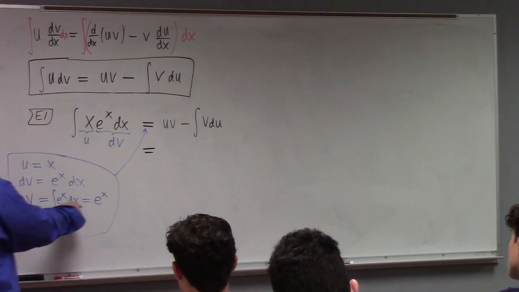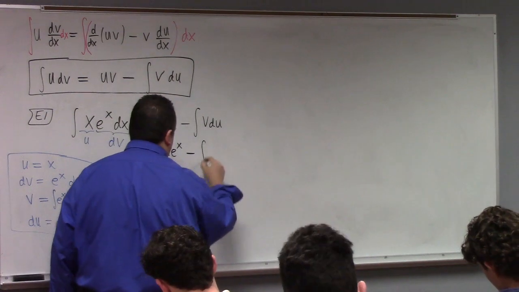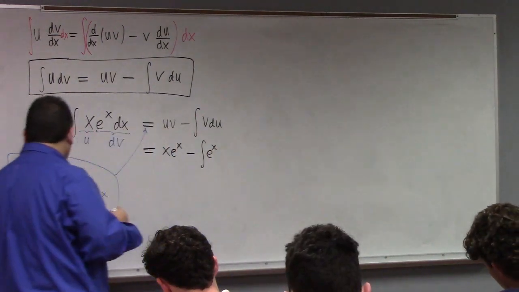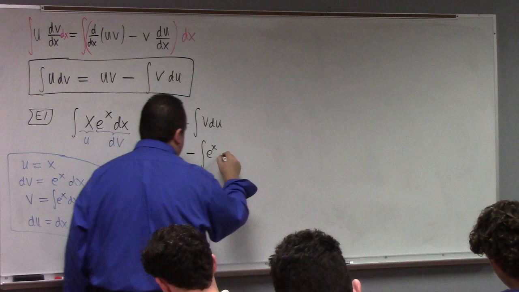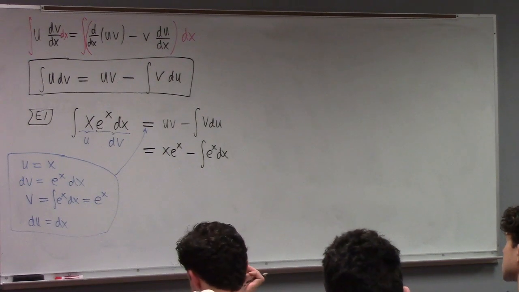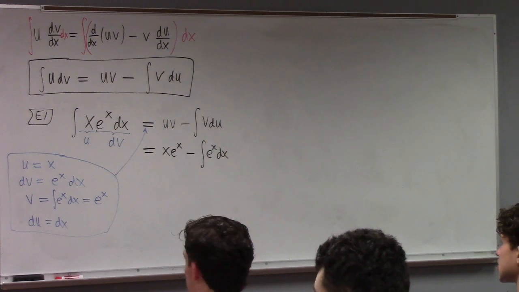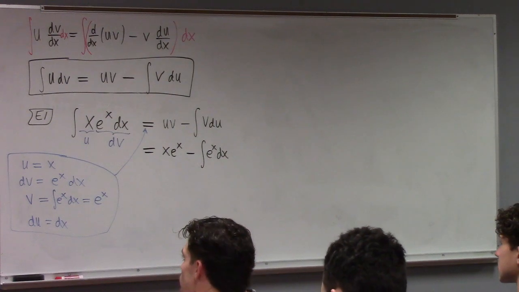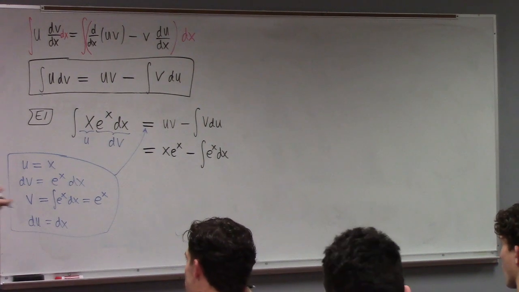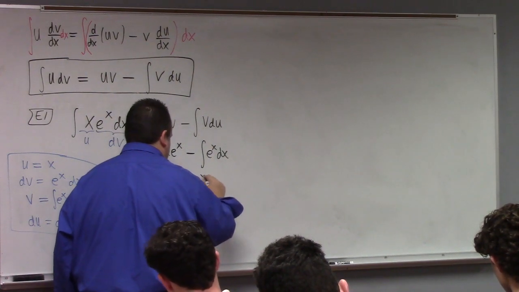So uv, right? So we do x e to the x minus what? My v was e to the x. My du is dx, right? So at this point, we're back to something we already know how to integrate, right? The bedrock of everything we're doing this semester rests on you knowing the integrals from Calculus 1. The fact that you know the integral of e to the x is e to the x means we're home free, right? We can finish this. So here it is, the answer: x e to the x minus e to the x, and then plus a constant.